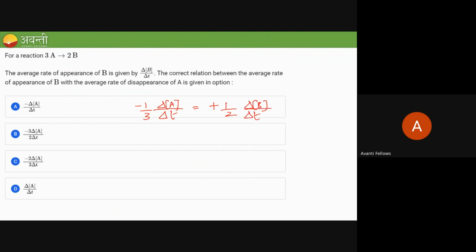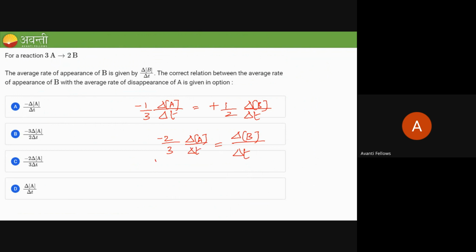So A is a reactant, B is a product. The stoichiometric coefficient goes to the denominator with a minus in case of reactant and plus in case of product. Now, what is delta B by delta T? Take this 2 to the other side, it goes to the numerator. So minus 2 by 3 into delta A by delta T. Okay, so this is the answer.